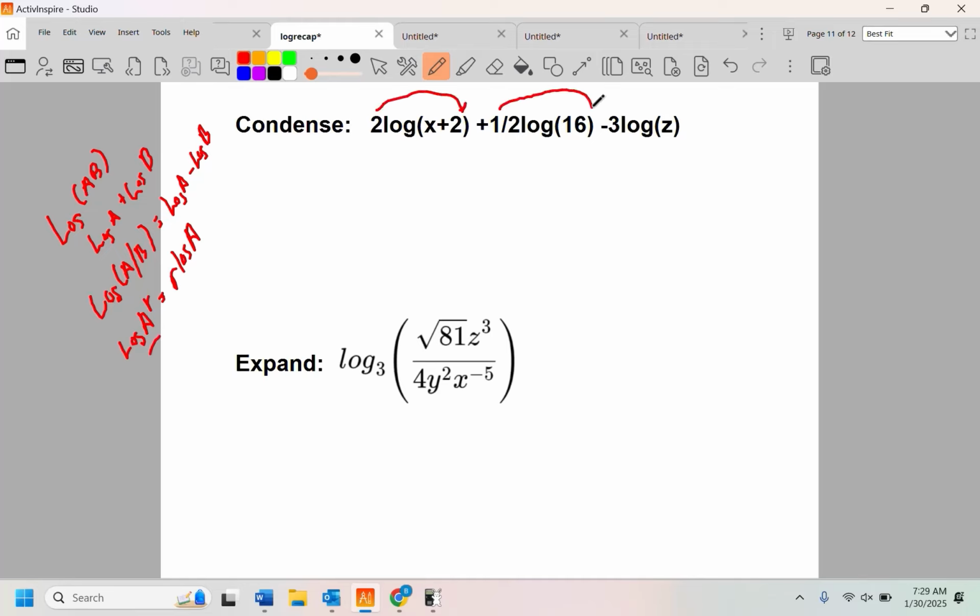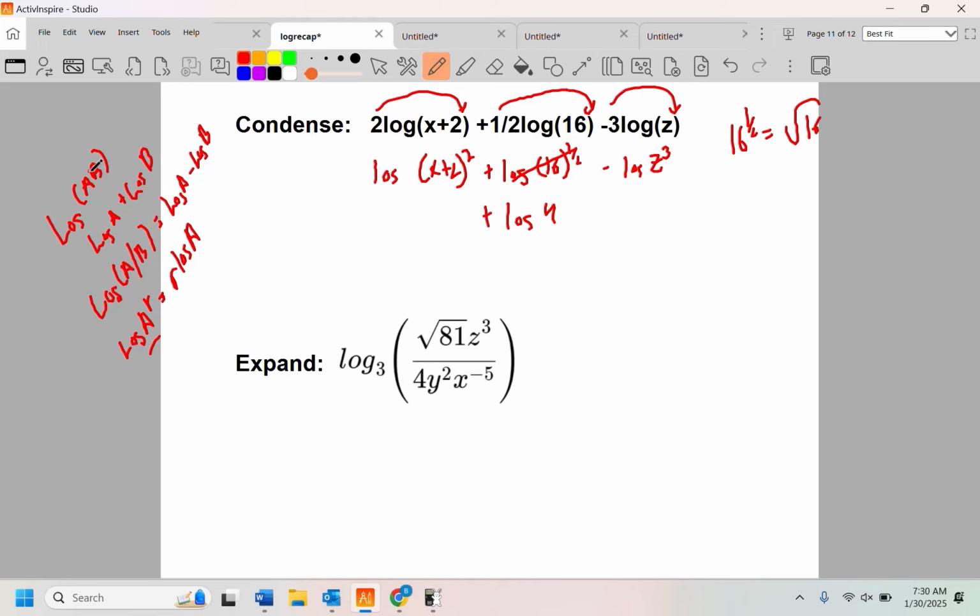These things need to be moved. So I'm going to have an (x plus 2) squared on this one. Here, this one I'm going to do some work with. I have 16 to the 1/2. You're expected to know that the 1/2 power is the square root. So this is going to get reduced down to log of 4, which I can't do anything with.